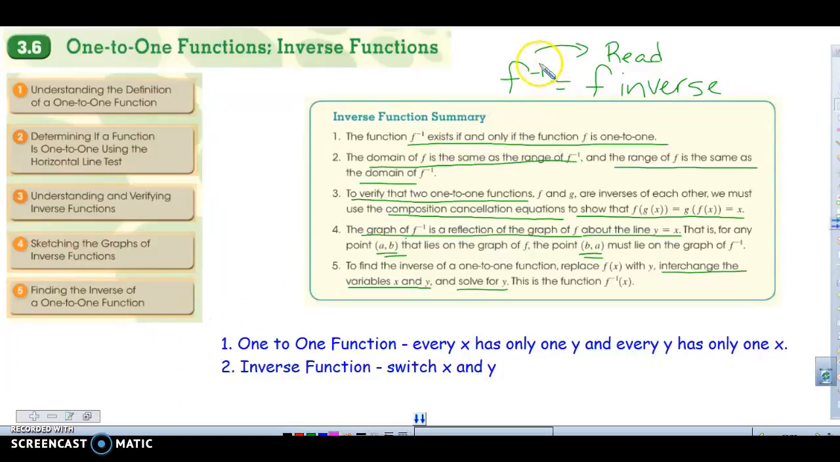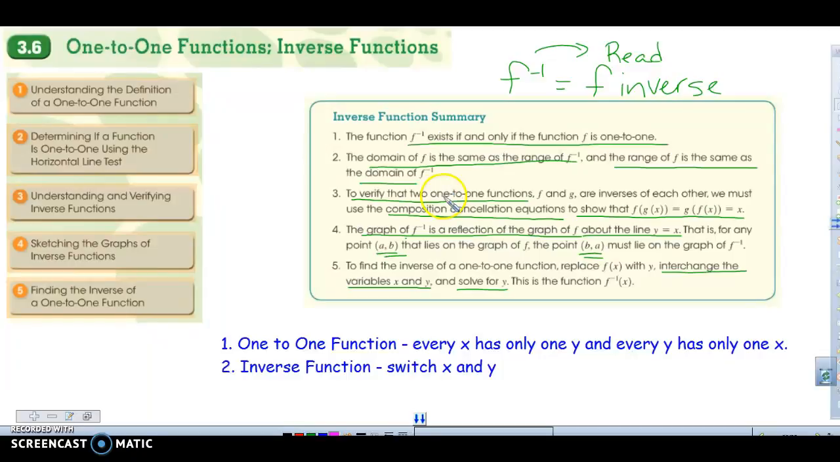We represent f inverse like this. It looks like a -1 exponent, but it is not treated or read that way. We read it as f inverse. The domain of f will be the same as the range of its inverse, and the range of f will be the same as the domain of its inverse. So in other words, to obtain the inverse function, you are switching the x and the y from the original function. You are switching the domain and the range.